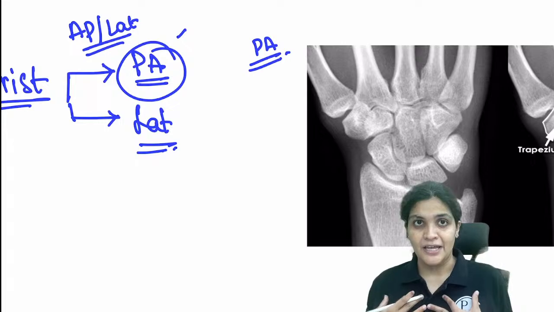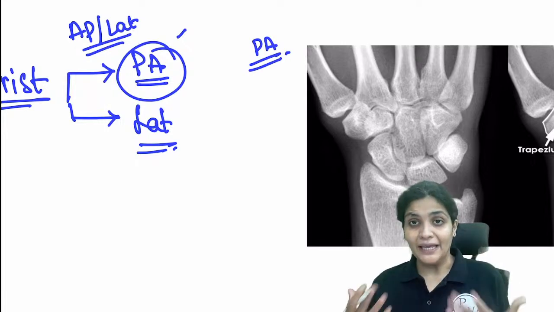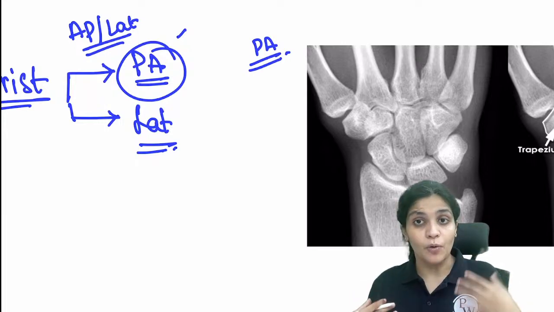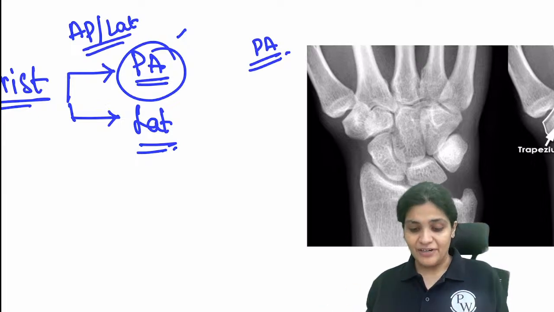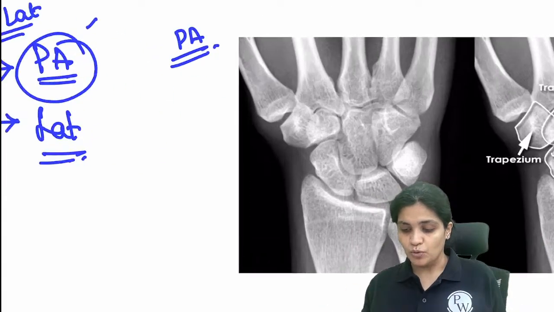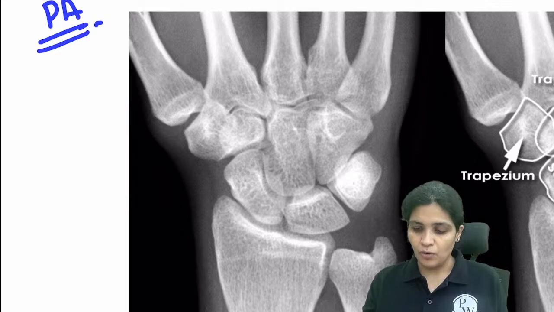Similarly, like the chest. Usually for the chest, they ask you the PA view. But whenever you deal with the ribs, you want to see the fractures, then you see the AP view, right? So similarly for the wrist, we usually ask for the PA view so that we get a good view of all these structures.